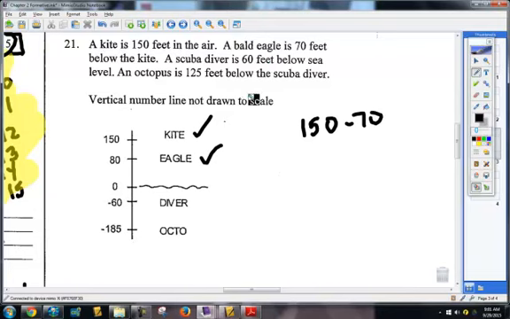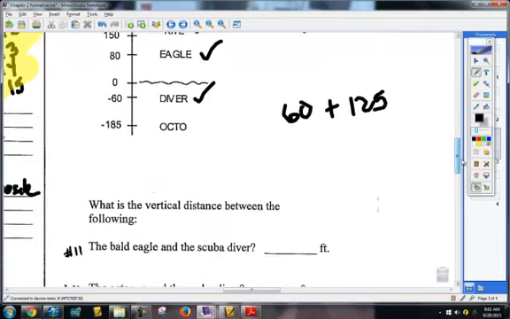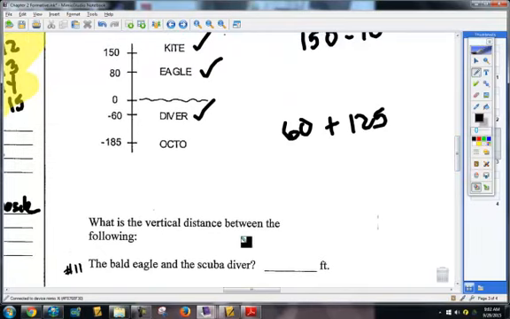A scuba diver is 60 feet below sea level. So that's why it's -60 on the number line. And then an octopus is 125 feet below that. So you do 60 plus 125 to figure out how deep it was. That's where 185 came from. There was nothing to do on that one.